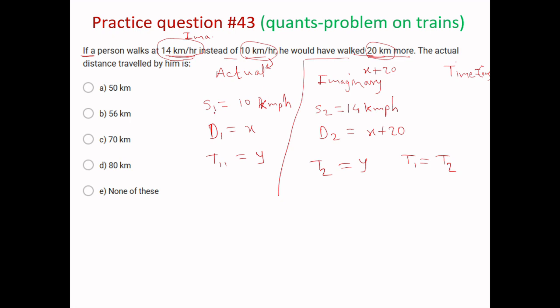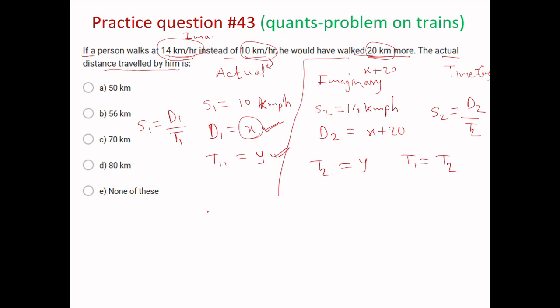Okay, so here we have S1, D1, T1, S2, D2, T2, and how many variables do we have? X variable and another variable is there. So from this we will get one equation, which is S1 is equal to D1 upon T1, and from this we will get another equation, which is S2 is equal to D2 upon T2. By solving these two equations simultaneously, we will be able to get the value of X and Y, out of which we have to find the actual distance traveled by him, which is x. So we can find out x. Okay, this is one method.